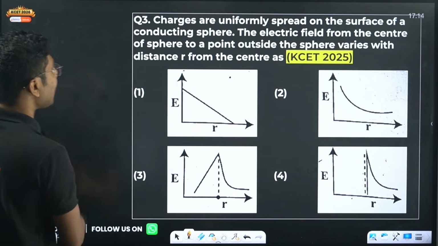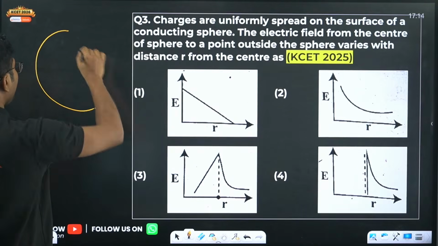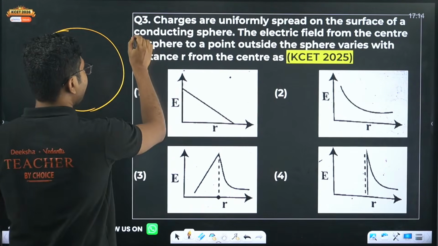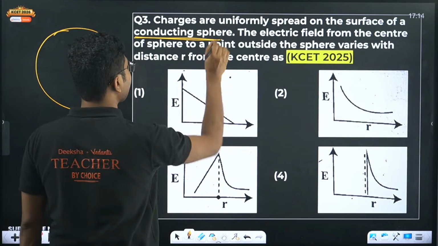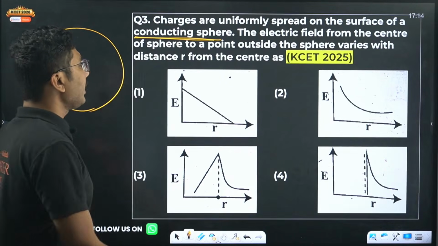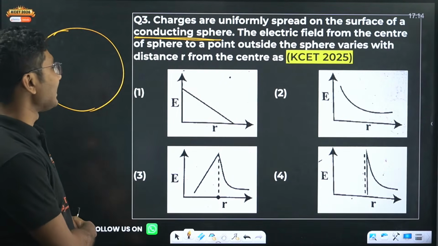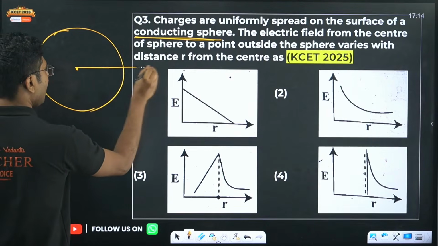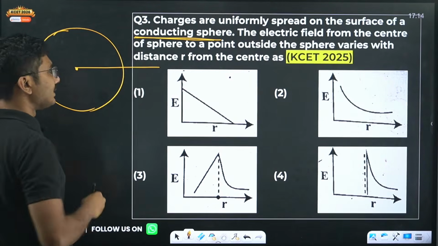So charges are uniformly spread across a sphere. Now here the sphere is a conducting sphere. Conducting means metallic sphere. Okay, the electric field from the center of the sphere till outside, how does it vary?